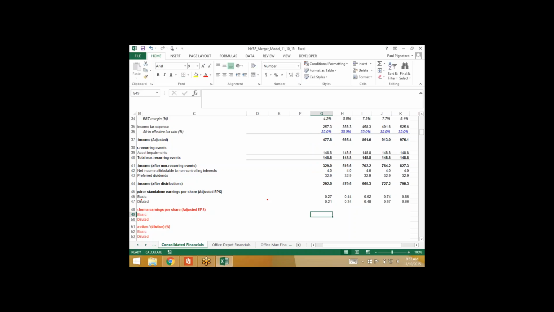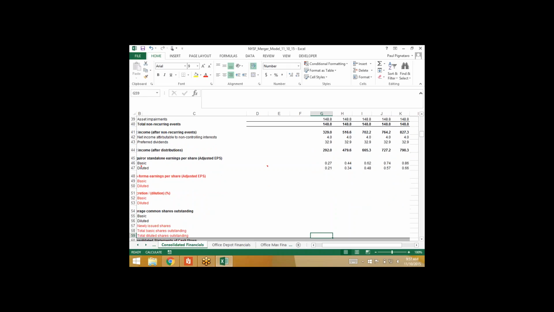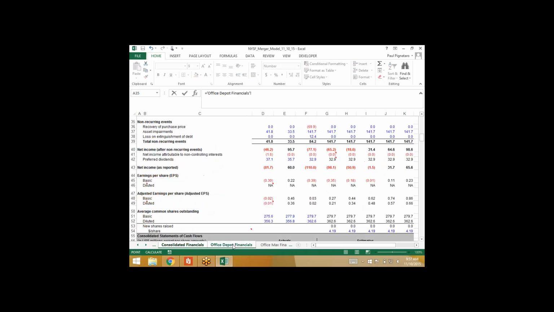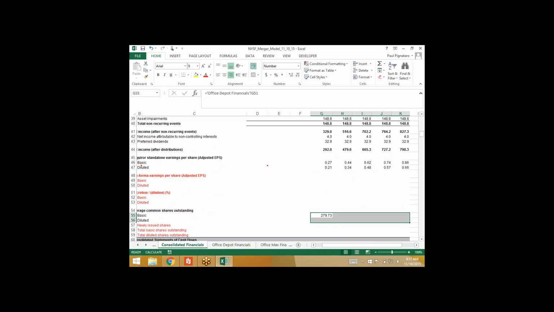Now, I got to calculate shares. I forgot about that. Before we can calculate EPS, we have to calculate shares. So we need to pull in the acquirer shares, Office Depot shares, basic and diluted. Just pull it in from the acquirer model. And we then have to calculate new shares. How do we calculate new shares?